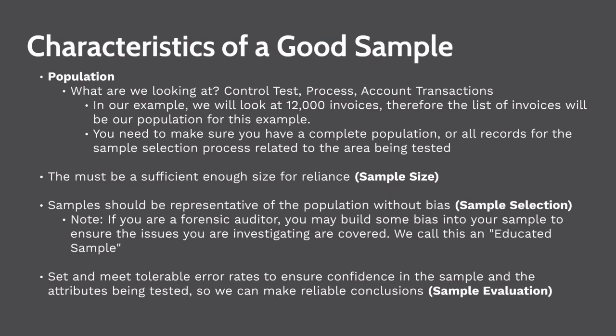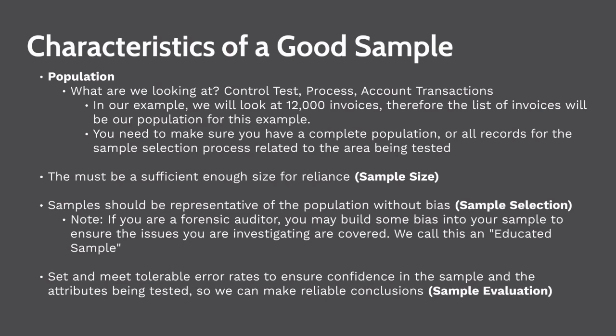So set and meet tolerable error rates to ensure the confidence in the sample and the attributes being tested so we can make reliable conclusions. So if you want a good sample evaluation, you should understand what your tolerable error is. So let's say you pick 30 items, and if you have 2 items that are bad, that tells you you don't know if you can really trust that sample size, or it really shows you that there might be a big problem with the overall population.